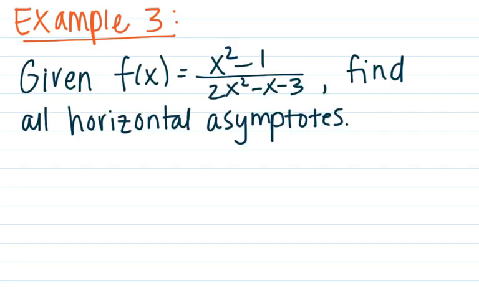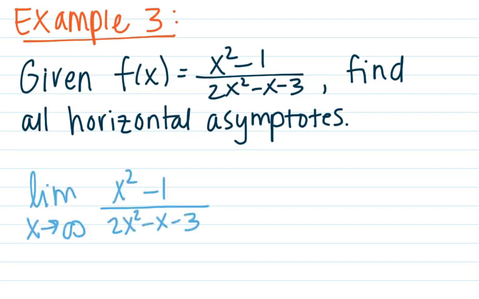Now for example 3. Given that f of x equals (x squared minus 1) over (2x squared minus x minus 3), find all horizontal asymptotes. So this one has a different phrasing, but what you're going to do is actually the exact same thing. Anytime we're asked to find horizontal asymptotes of a function, we have to check what the limit approaches as x approaches infinity and negative infinity, because most of the time they match, but there are some cases where they don't, so you always have to check.